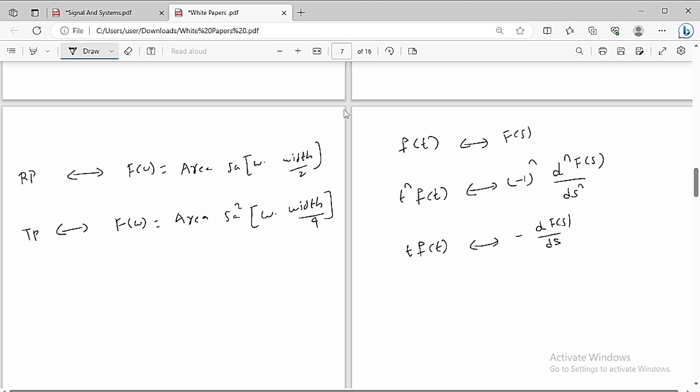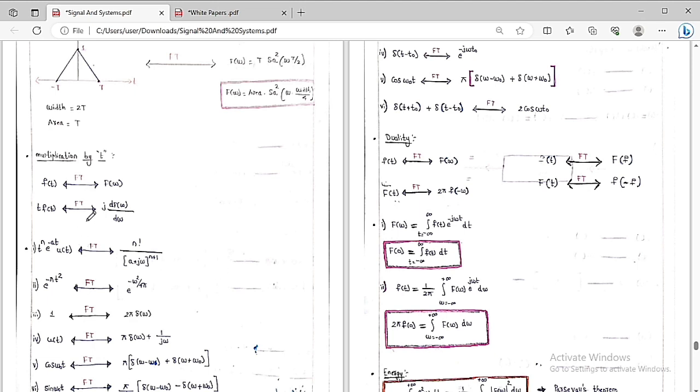Here s is equal to j omega. So j I can take outside here. It will become minus 1 by j, d of F of s by d omega. Multiply by j and divide by j. j squared is equal to minus 1, so we are going to get j into dF of s by d omega. In place of s write omega. Then what we are going to get? j into dF of omega by d omega. So that's it. Same thing we have got here. So t into f of t has the Fourier transform j into dF of omega by d omega.